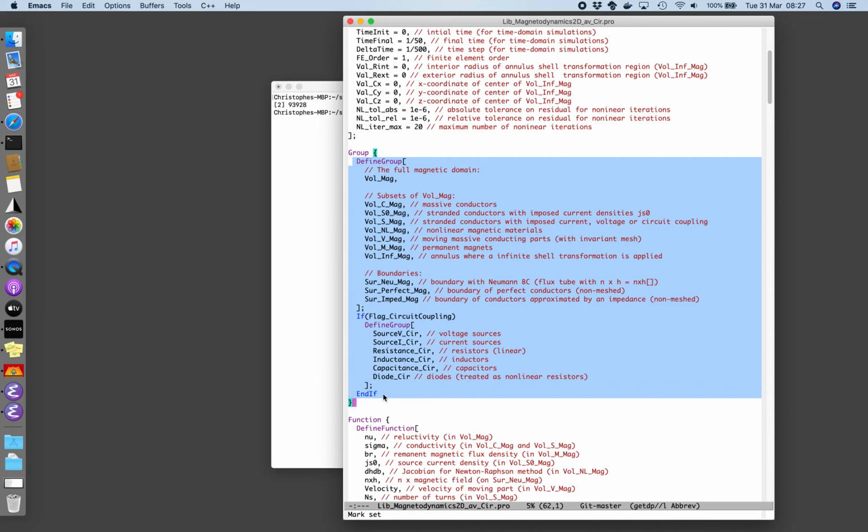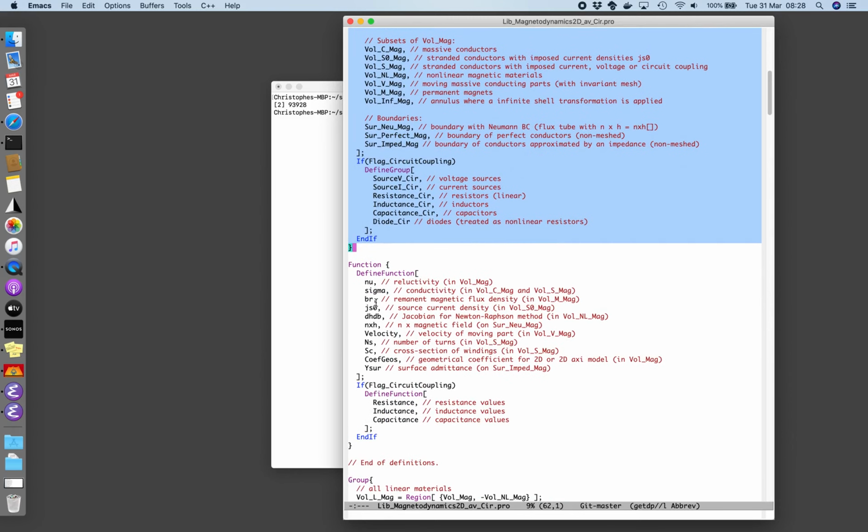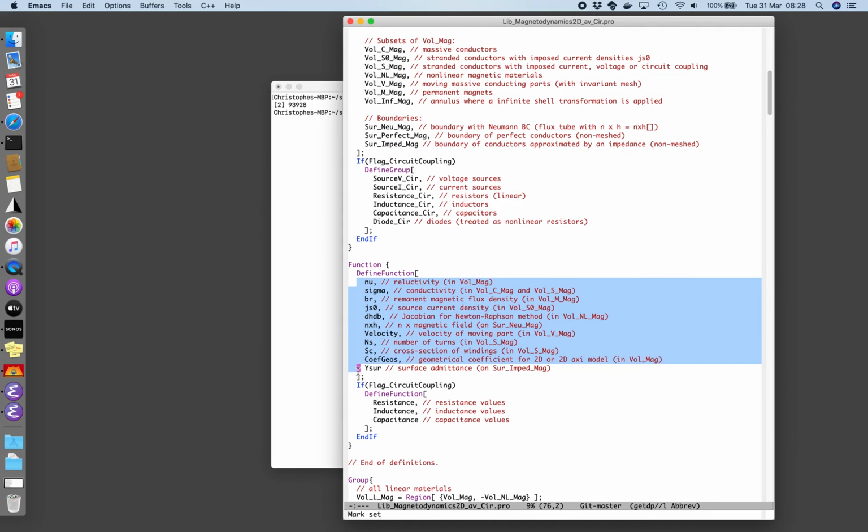Basically, the library is written in a very generic way in terms of abstract groups. And so these groups are empty. Your goal when you want to solve a practical problem is to fill these groups with, let's say, actual parts of the meshes that you've been generating to describe the geometrical model that you want to solve the problem on. And then you have functions. These functions basically describe material properties, or as we will see later on, the lumped circuit elements if you do circuit coupling. So we'll see that later.